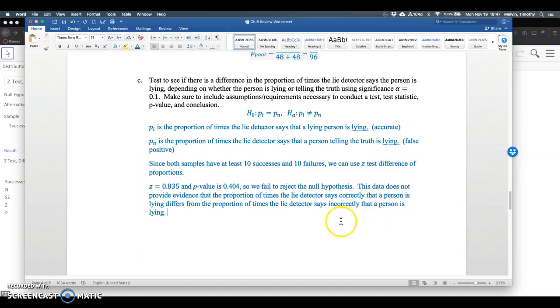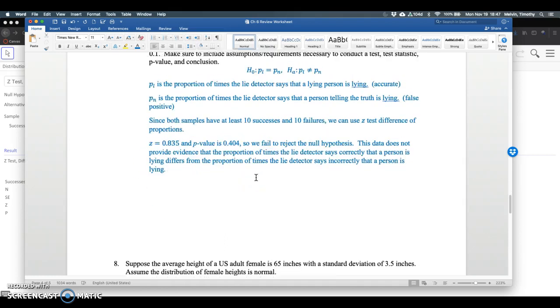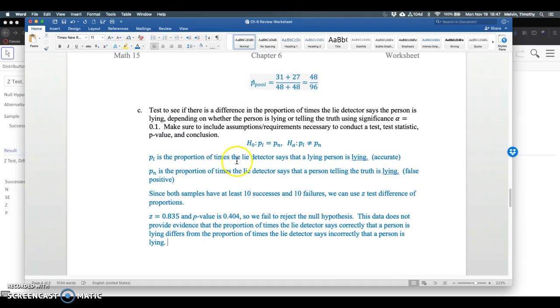So this would not be a good conclusion, say, if you were working for this lie detector company, because this evidence says that this lie detector basically says a person's lying no matter what at about the same rate, which would be not good. All right, and that finishes this up. I've included the assumptions and requirements, and we've got the test statistic and p-value.